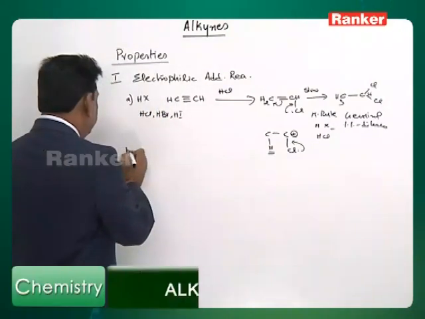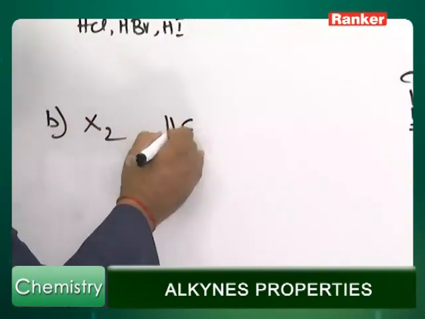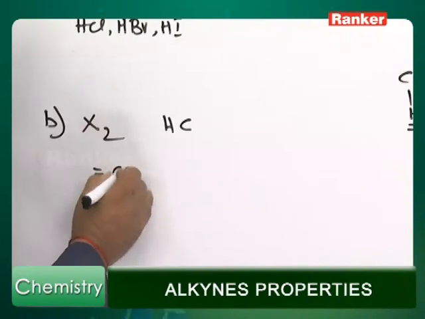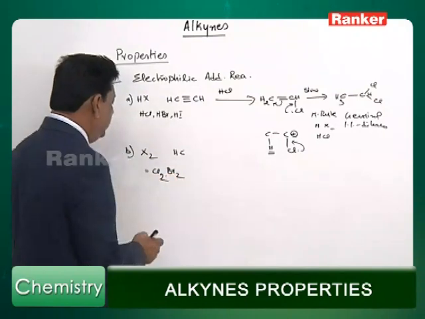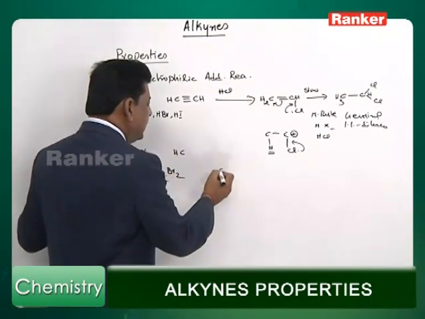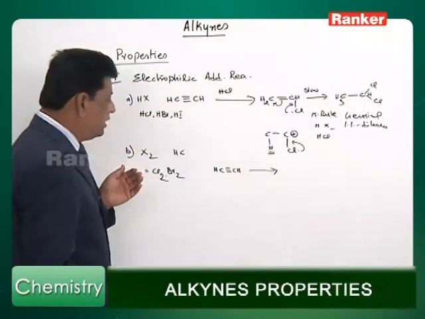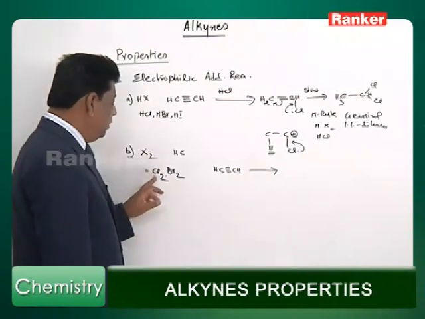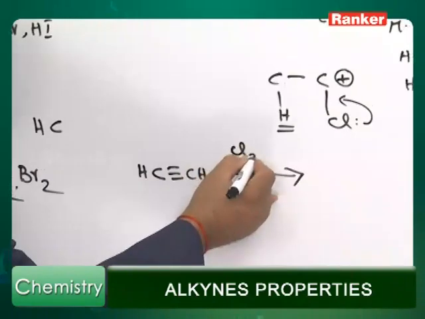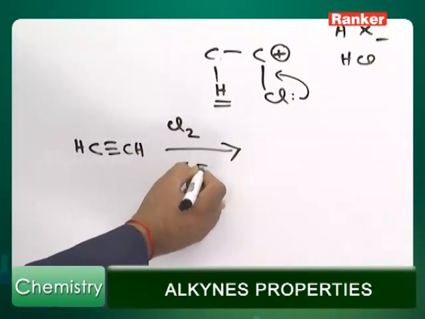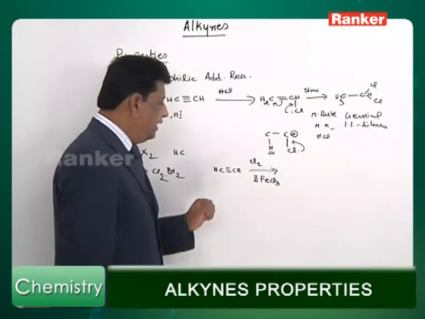Now, the second example will be X2. In the X2 addition, acetylene can be treated. X2 can be chlorination or bromination. For chlorination directly, chlorine gas can be taken and acetylene gas can be added. But in comparison, if you see, ethylene gas and chlorine gas react without any catalyst. But here it is better to have some catalyst, that is anhydrous ferric chloride. If you add it, then the reaction will become faster. What is the role of this anhydrous ferric chloride?